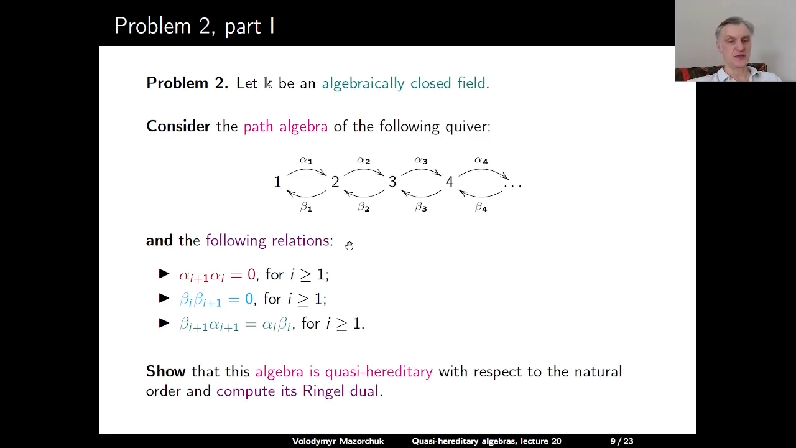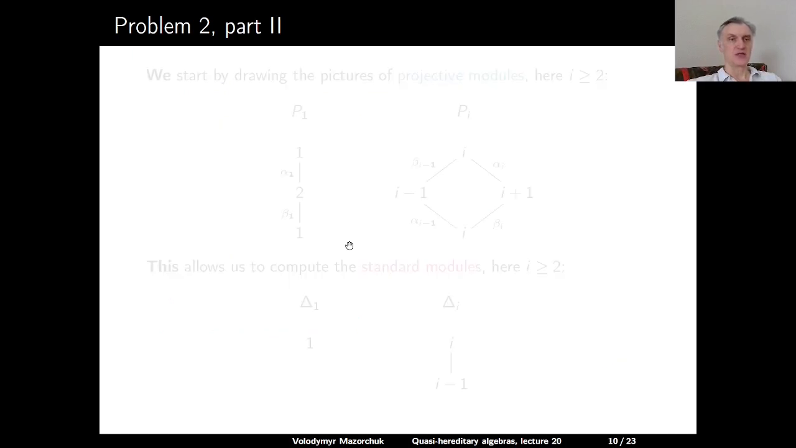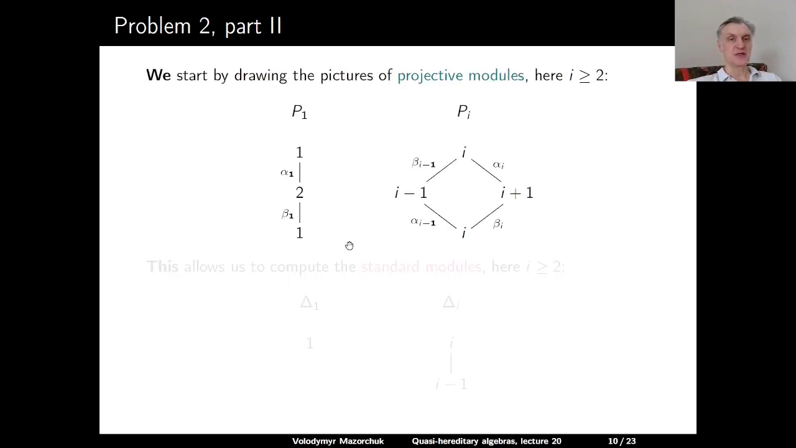Show that this algebra is quasi-hereditary with respect to the natural order and compute its Ringel dual. Solution. So let us start by drawing the pictures of projective modules. Here almost all modules look the same, apart from the projective P1. So 1 is the starting point of our picture.